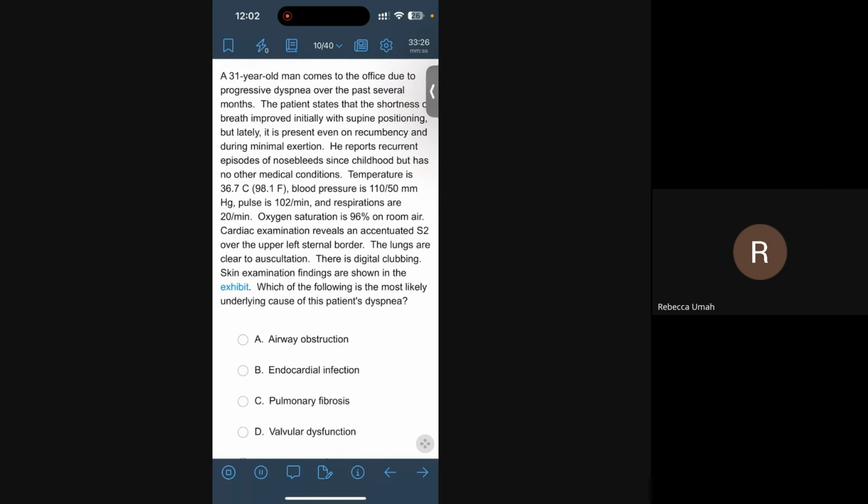Which of the following is the most likely underlying cause of this patient's dyspnea?